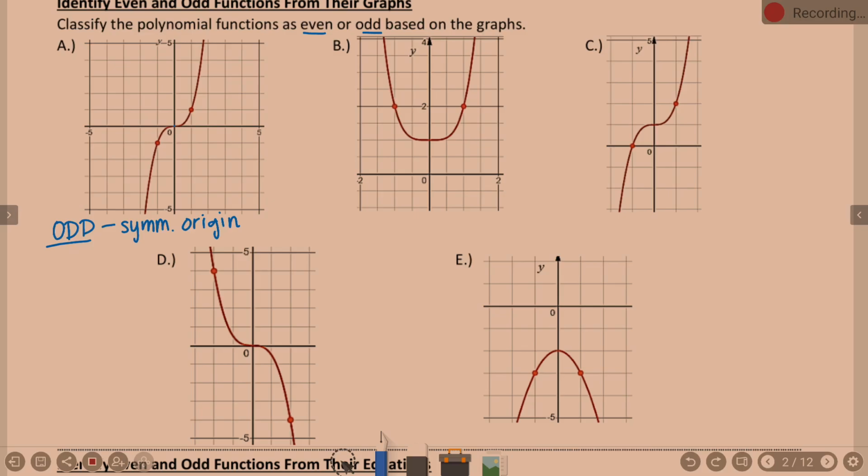What do we think? Is it even? Is this symmetric across the y-axis? Yeah. I can fold this graph here at the y-axis and it's going to land on top of itself, yes? So this is even. Okay? It is symmetric to the y-axis. Okay. What about C?